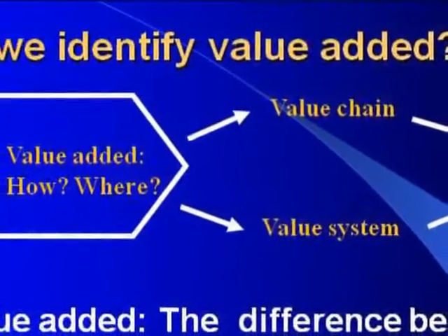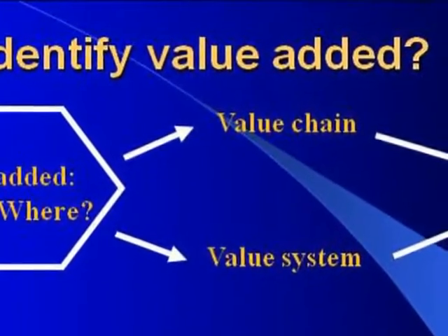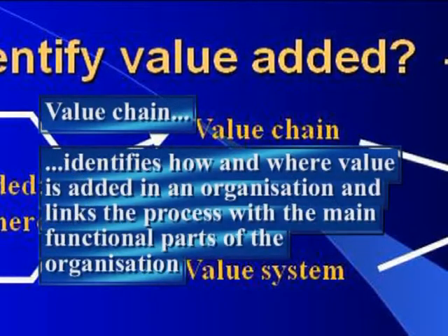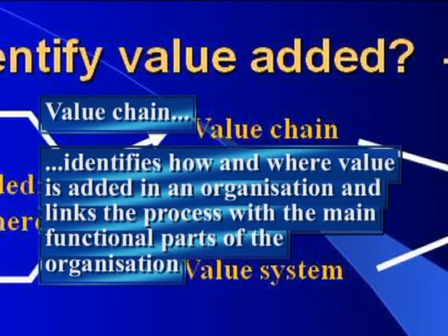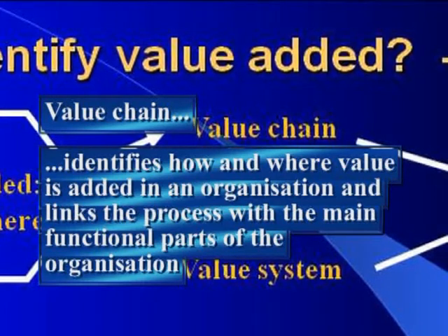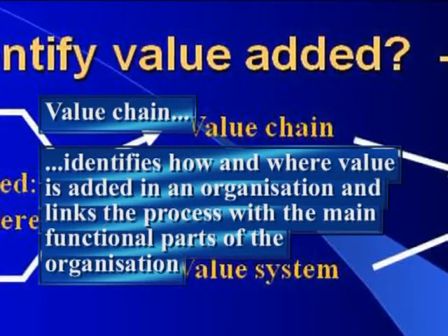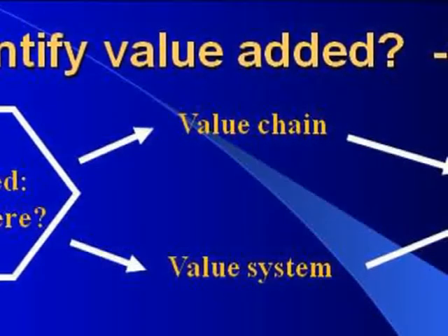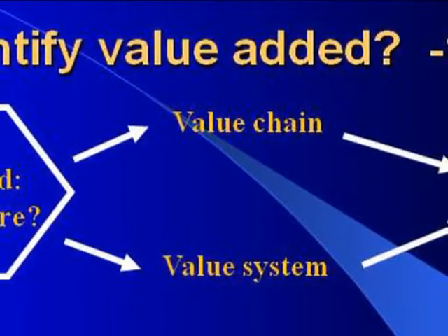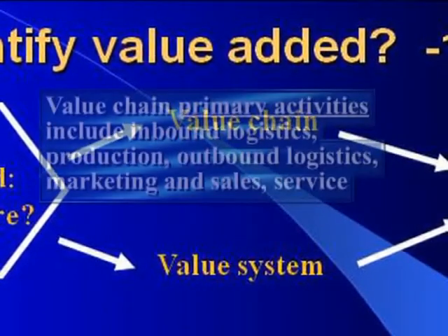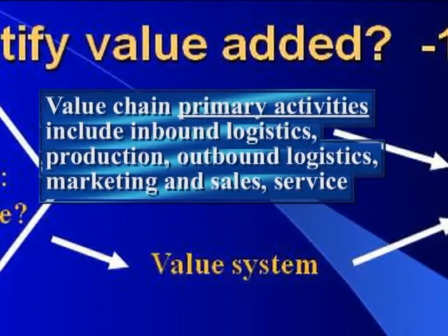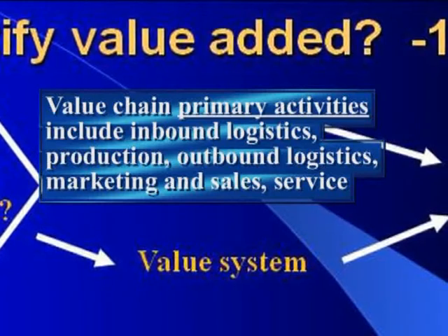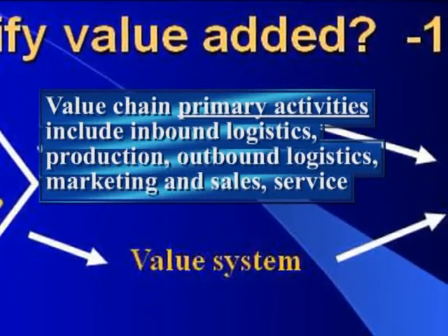In addition to the concept of value added, we have the related concept of the value chain. The chain identifies how value is added in an organisation, especially those elements associated with the main functional parts of the organisation, production and marketing, for example. The value chain is usually divided into the primary activities and the support activities. And you can see how this analysis can be applied in the fashion industry in Chapter 4.